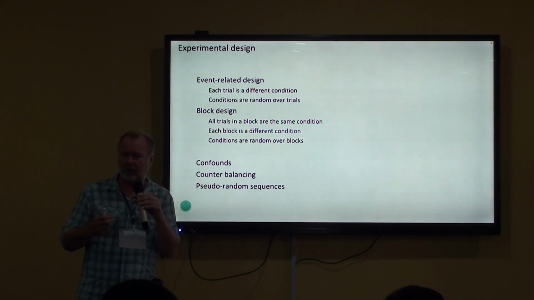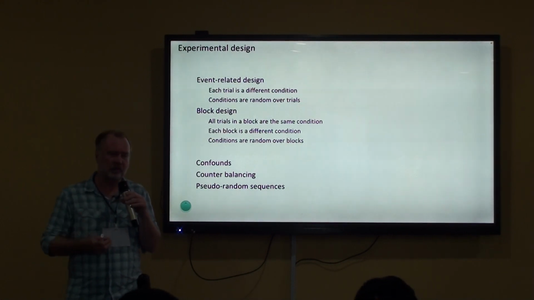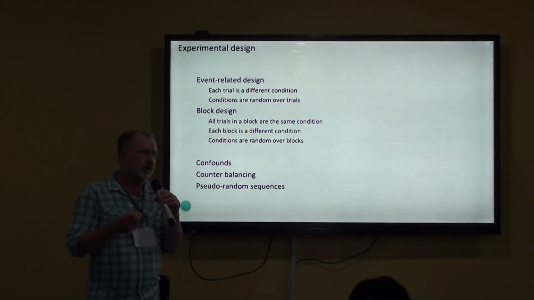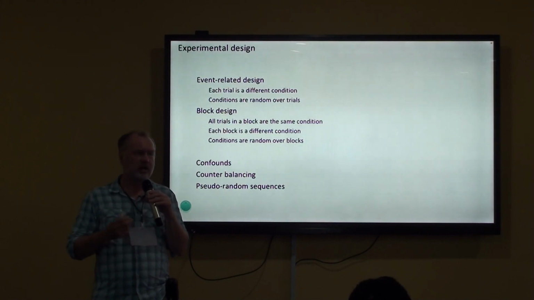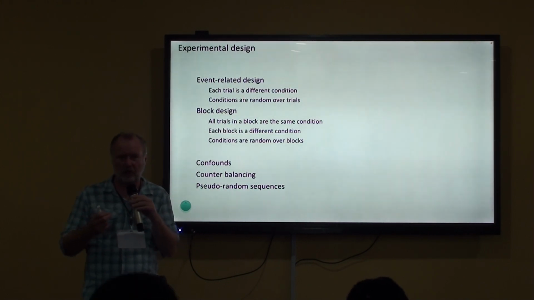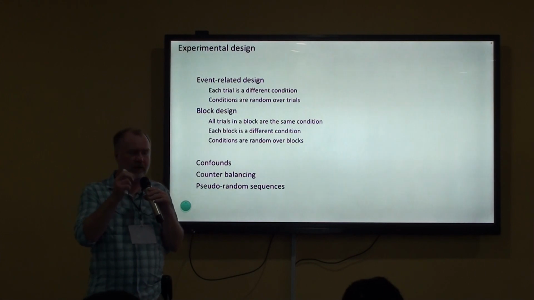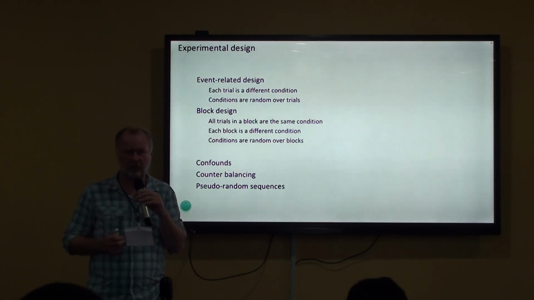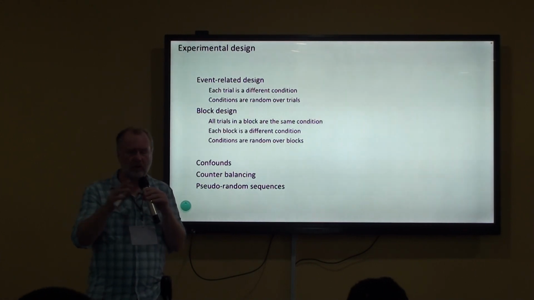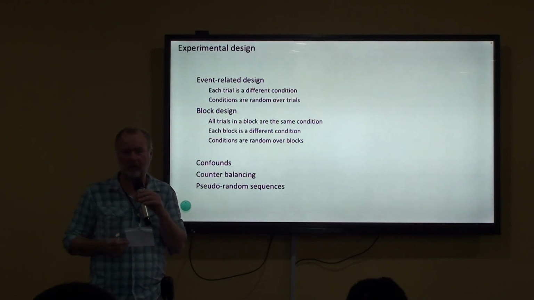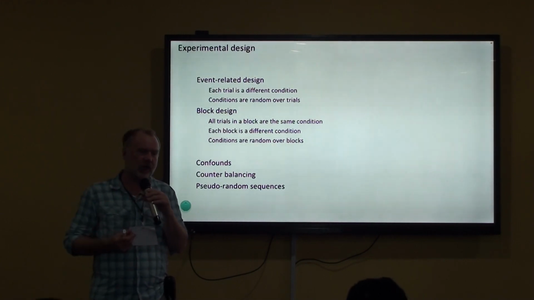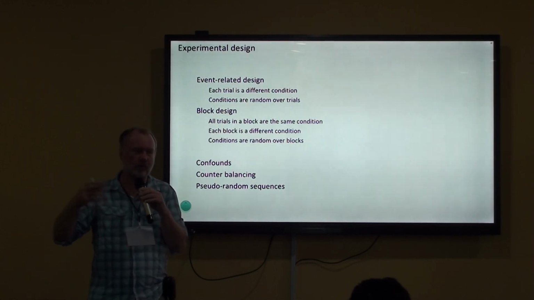For the experimental design that we use for each of the participants that we invite to the lab, we can use either an event-related design or a block design. In an event-related design, each trial is a different condition. In each trial, something happens and the participant can usually not predict what's going to happen. Yesterday we looked at the oddball task, with beeps and boops, different tones, and the participant cannot predict which one is going to happen.